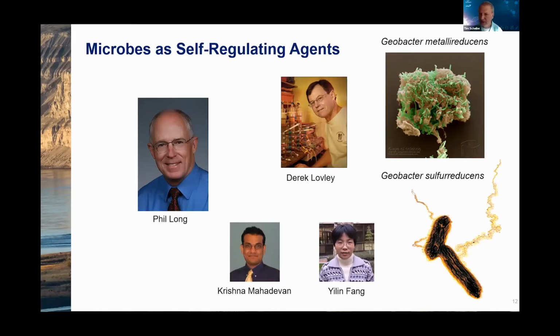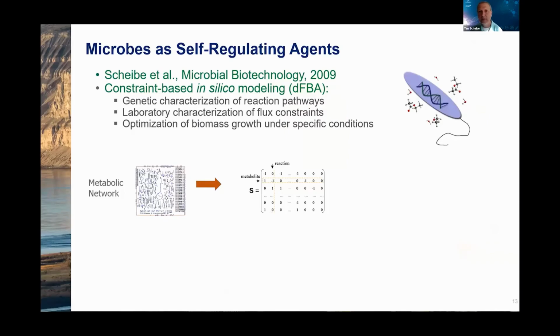And so she was the one who implemented the genome scale model into the reactive transport models at Rifle, leading to a paper that we published in 2009 in Microbial Biotechnology, which was the first really to incorporate genome scale representation of microbial function into our reactive transport model. And we did that using constraint-based modeling based on what Hyun referred to as dynamic FBA, flux balance analysis, yesterday.